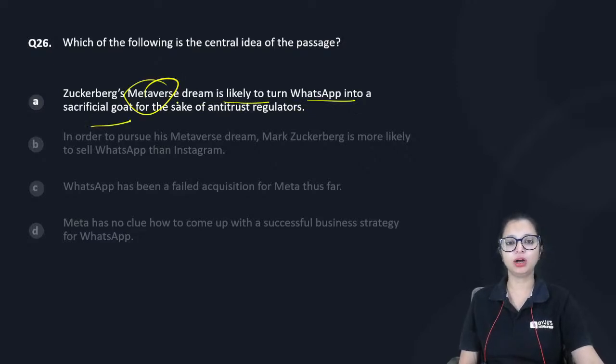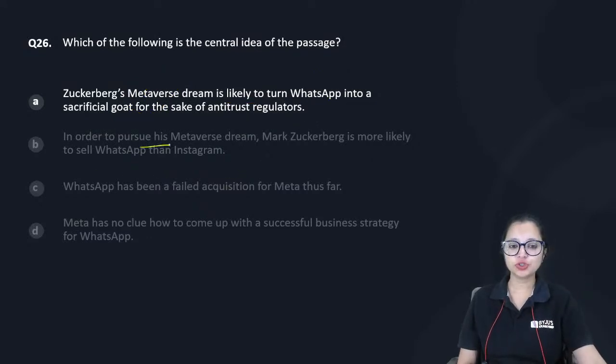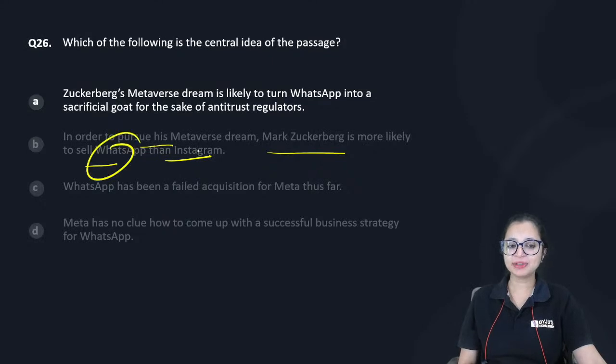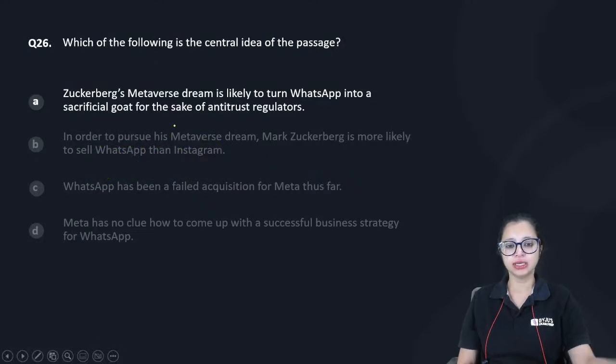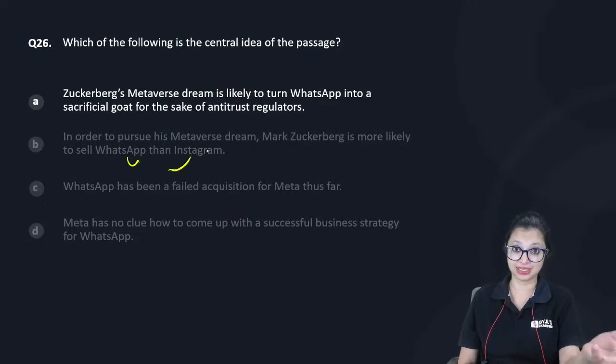मेटावर्स का ड्रीम कब पूरा होगा? जब एंटी ट्रस्ट रेगुलेटर से बचोगे. कैसे बचोगे? व्हाट्सएप बेच के. Completely negative. That's the gist of the passage. We just now discussed it. In order to pursue his metaverse dream, Mark Zuckerberg is more likely to sell WhatsApp than Instagram. See, WhatsApp is not compared to Instagram. That's not the purpose of the passage. The entire focus is on metaverse dream and the existence of WhatsApp. That's all. It is not compared to the other bachas Zuckerberg has.